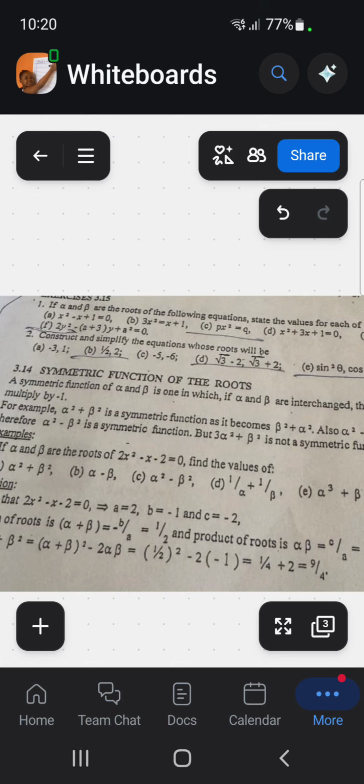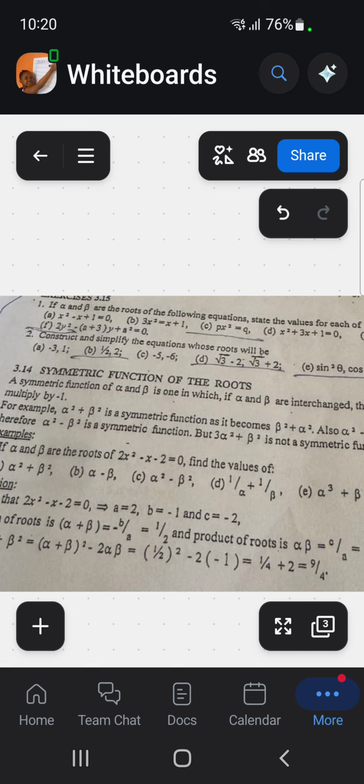Okay. Now, one thing you should know is that alpha and beta is just a symbol. You don't need to think too hard on it. It's just a symbol. It's like saying A and B. It's like saying X and Y. So don't get confused with that. So alpha and beta represent the roots of the following equation.